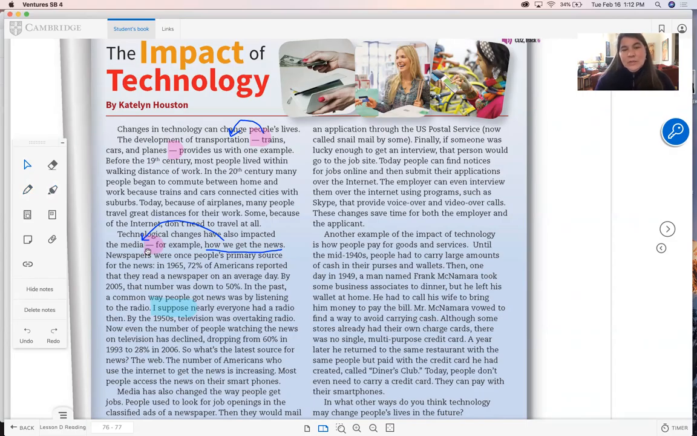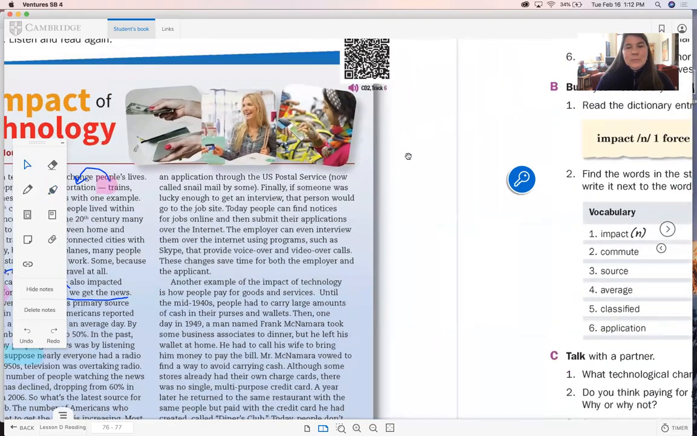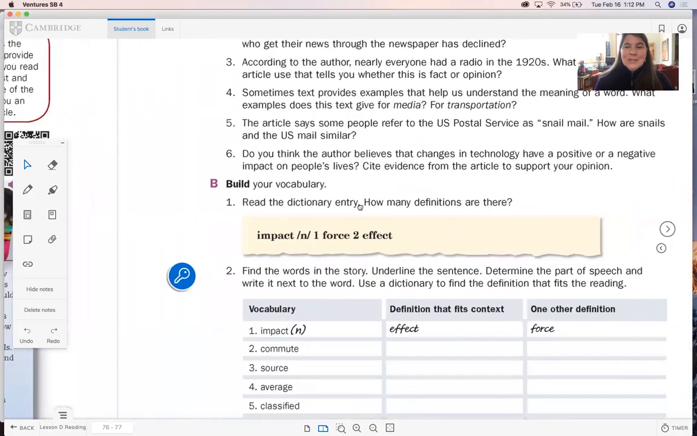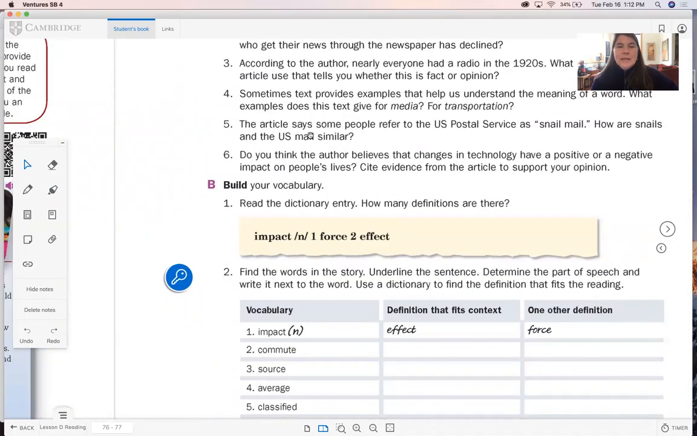Okay, so just be aware of this process or function that we do in English. Many times we will explain a word, what it means, after the word, so you don't have to use a dictionary. Okay, the article says, some people refer to the US Postal Service as snail mail. This is a funny name because it rhymes. They're both ail: snail, mail. So what is snail mail? It means regular mail. Before email, electronic mail, the only mail we had was regular mail in your mailbox, right?